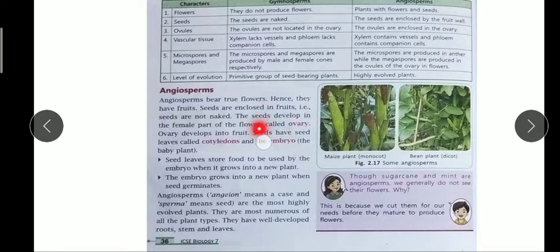We all know seeds develop in the female part, the ovary, and the ovary develops into fruit. The ovules present inside the ovary part of the flower turn into seeds. So the ovary develops into fruit, and seeds have seed leaves. Underline this line: seed leaves are also called cotyledons.